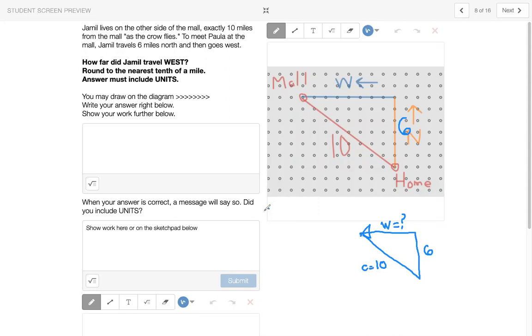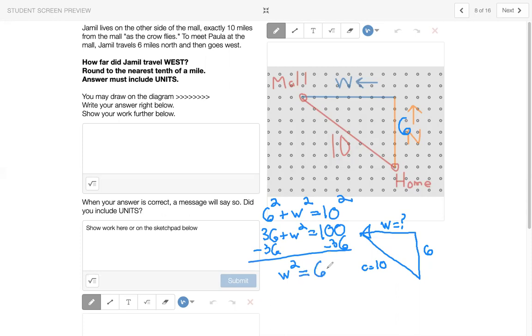We know that if we take 6 squared and we add on the west unit squared, that should equal 10 squared. 6 squared is 36 plus W squared equals 100. We can deduct 36 from both sides. We're now claiming that W squared is equal to 64. We can take a square root. We can now say that W equals 8 miles.